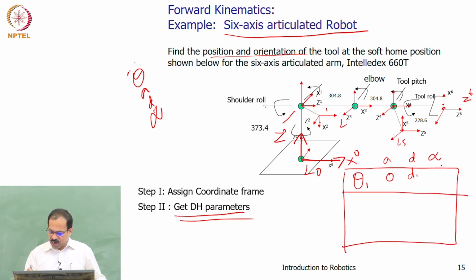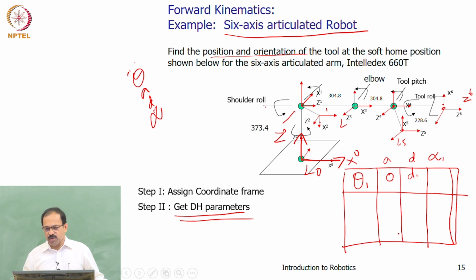Please get alpha 1, alpha 2, alpha 3. That is more tricky. Others are more straightforward. So what will be alpha 1? Value 90 or minus 90? Plus 90? Okay.